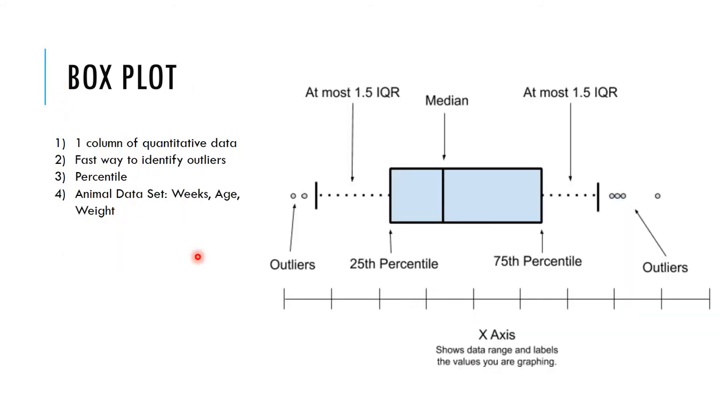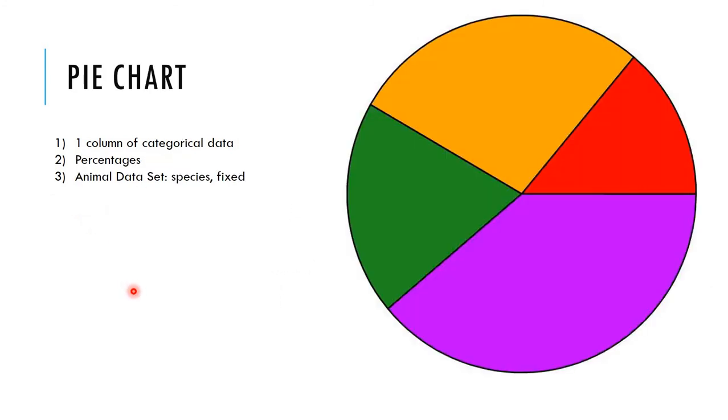A box plot is also something that we're going to look into more deeply, but you just need to know that it takes one column. It's very much like the histogram, where we're using it to look at distribution. It's just we're using it to look at quartiles, and we're using it to find the outliers faster. All things that we'll go into more detail. The thing you have to just remember is that when we have one column of quantitative data, we can use a box plot. And for example, we can use a box plot for weeks, age, and the weight.